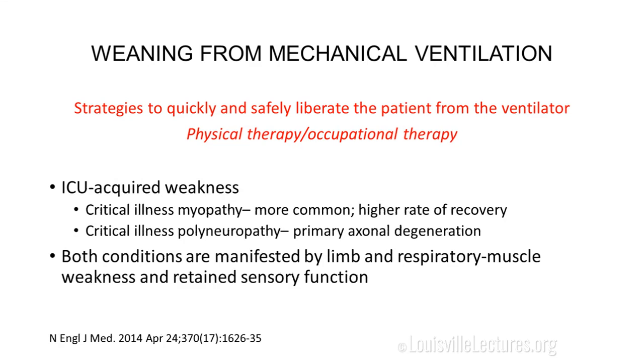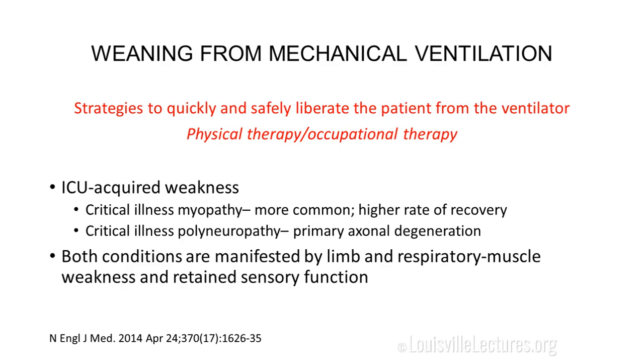And this, we call that ICU-acquired weakness, has two basic pathophysiologic processes leading to it. One is critical illness myopathy, which is more common, and there's a higher rate of recovery. Another one is critical illness polyneuropathy, which has to do with primary axonal degeneration. That's less common and it takes longer to recover.